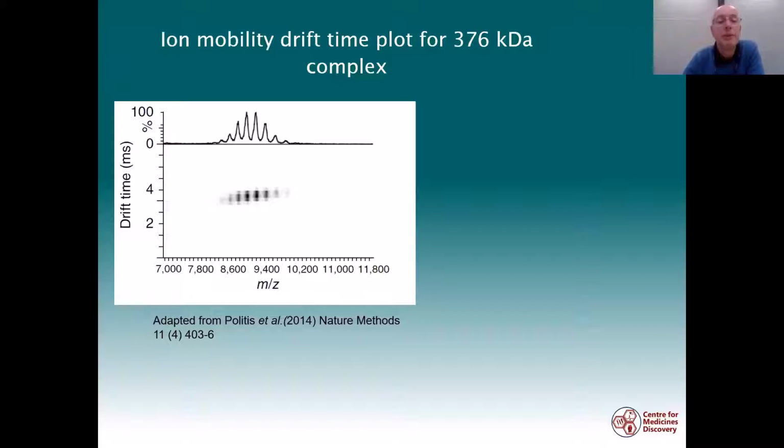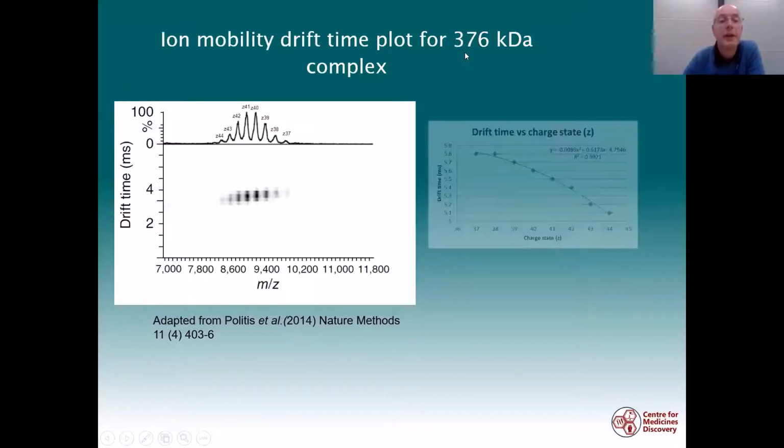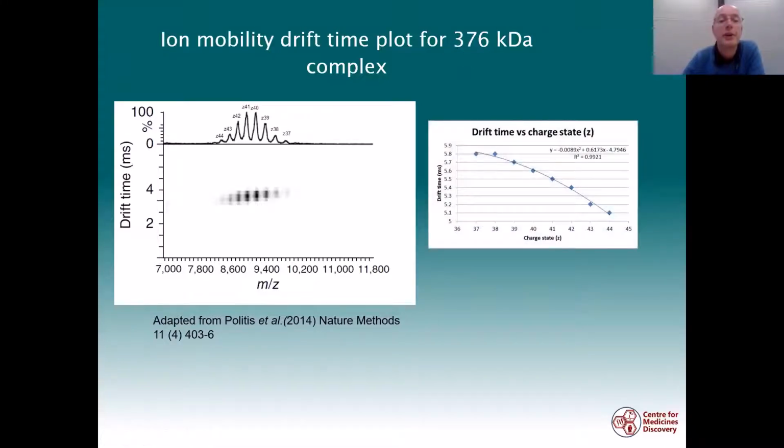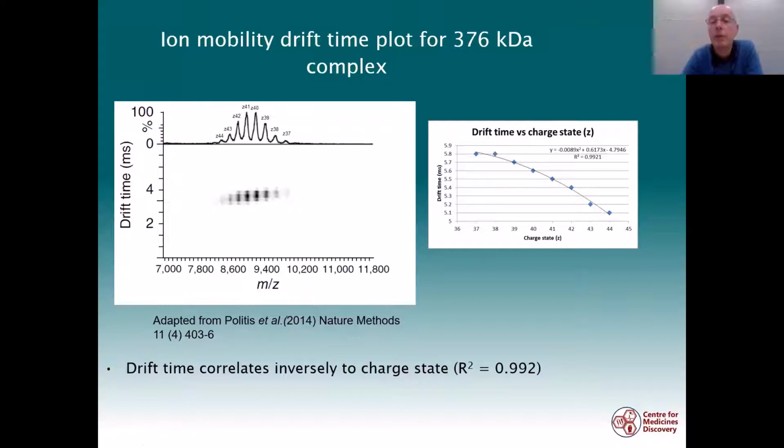What I did with this is they've given you the mass to charge. We know the mass of the complex, so you can assign charge states onto these peaks. And what you can also do is plot the charge state against the drift time. And I've done that. If you do that, what you discover is that between the drift time and the charge state there is an inverse correlation, and that correlation is exceptionally close.